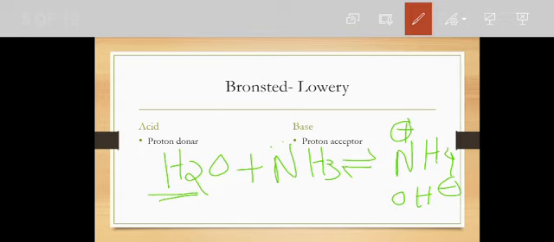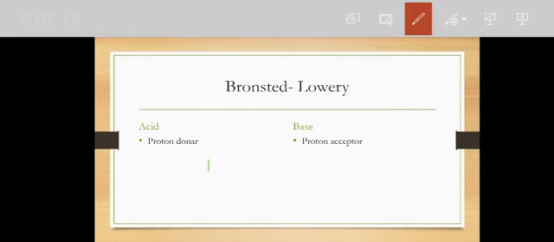Why? Because it donates the proton, and that proton is accepted by ammonia. So the formation is NH4 plus and OH minus. So look here, water acts as both an acid and a base, depending on which other reagent we are going to use. If we are using an acid, say HCl, then there is a reaction between HCl and water, forming Cl minus and H3O plus.